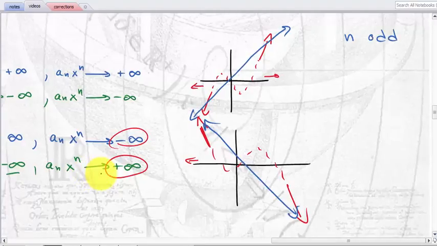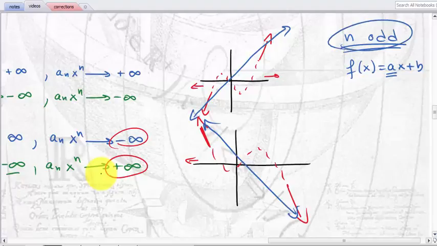What is the easiest odd polynomial? The smallest is a line, ax plus b. This is odd, and we call a the slope of the line. This is a very good mnemonic way to remember it. Basically, if you are dealing with an odd polynomial, its graph acts just like a line.